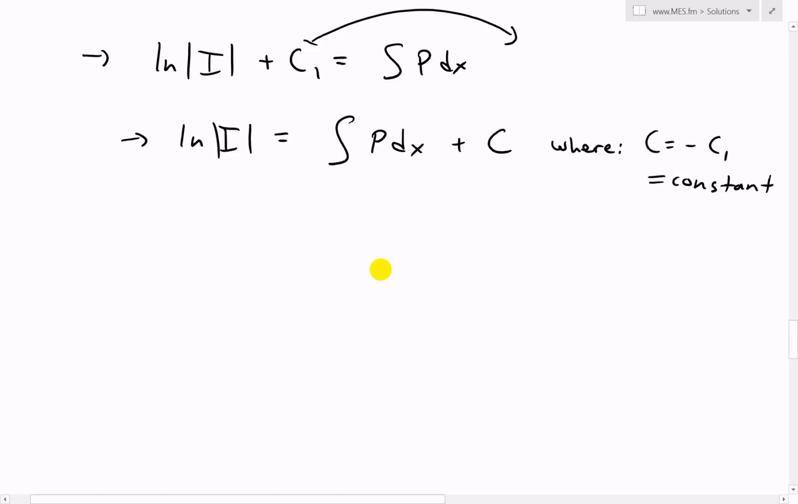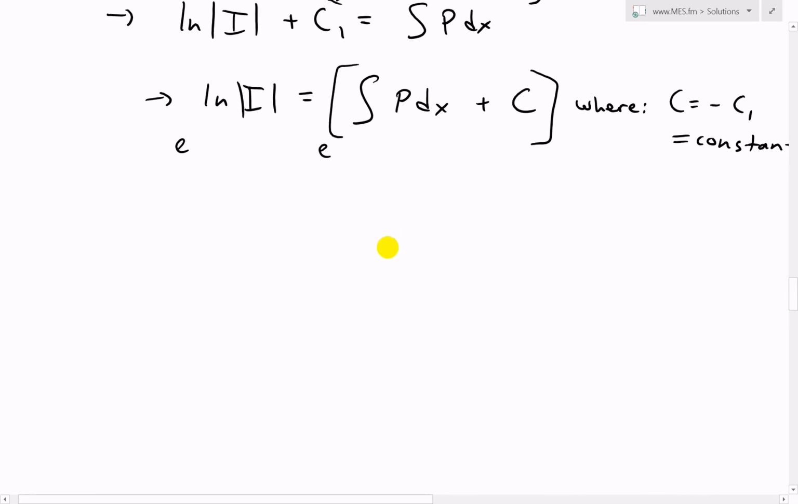So now what we'll do to get rid of this ln, we again recall, we just take the power of e, make them both power of e, do that to both sides, so we're not changing anything. And now this cancels based on the logarithmic property, this e and ln cancel. We're left with the absolute value of I is equal to, and then this one we could use power rules. Whenever you have an addition in the power, you can separate that with a multiplication with the same base. So e to the c times e to the integral of p dx.